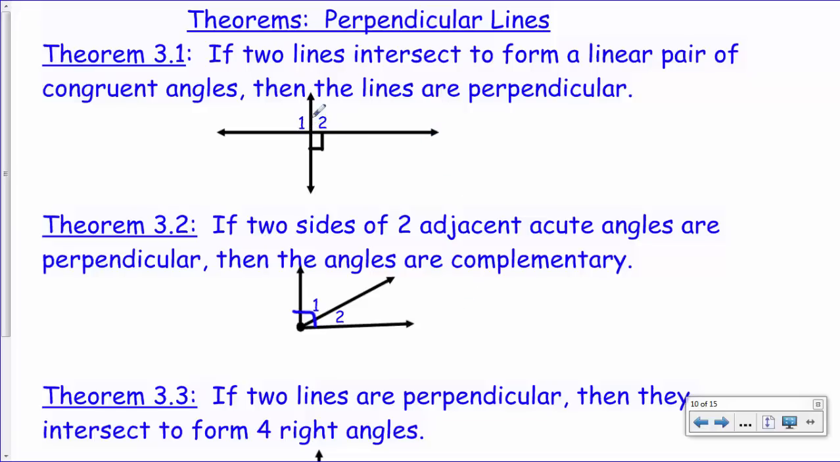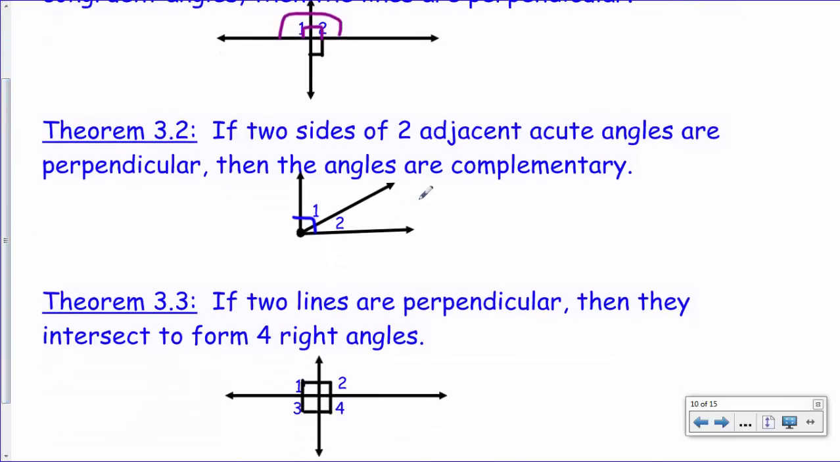Please remember that perpendicular lines need to form one right angle by definition. So this is my linear pair right here, and these angles are going to be congruent, which means they both have to be 90, so these would be right angles here to make the lines perpendicular. Same thing in the second one. If we have a right angle and these are perpendicular, then these two angles have to have a sum of 90. Remember, complementary means sum of 90.